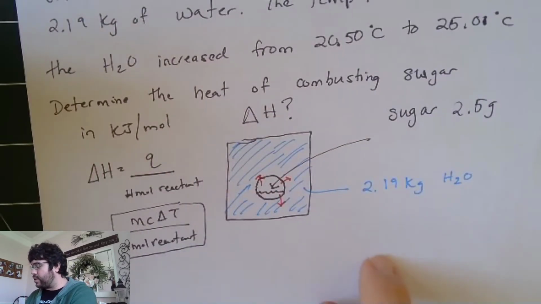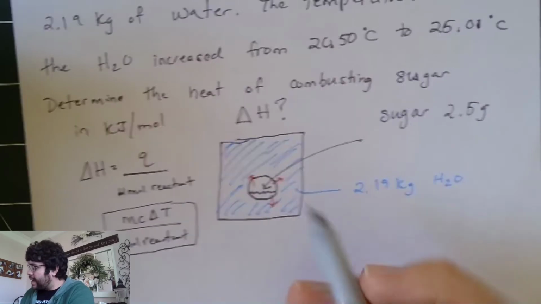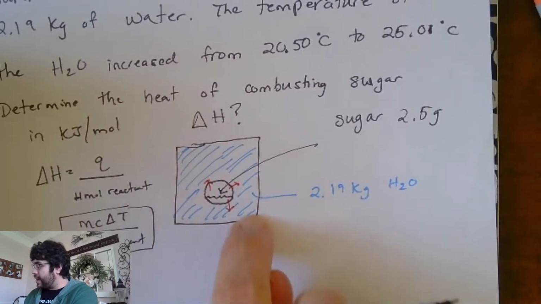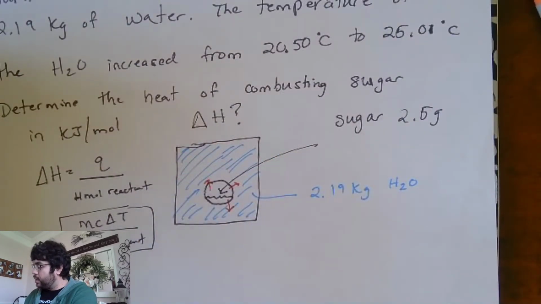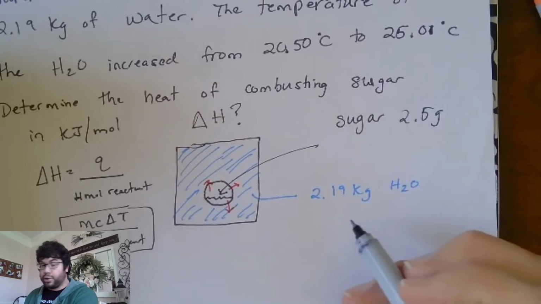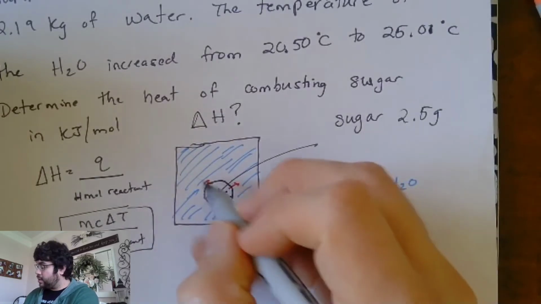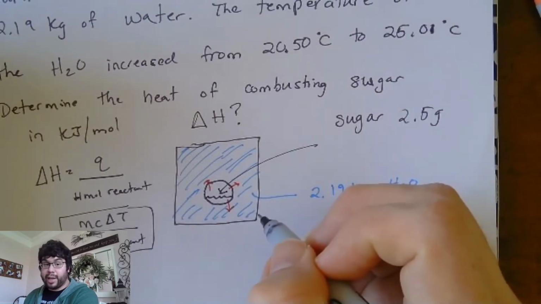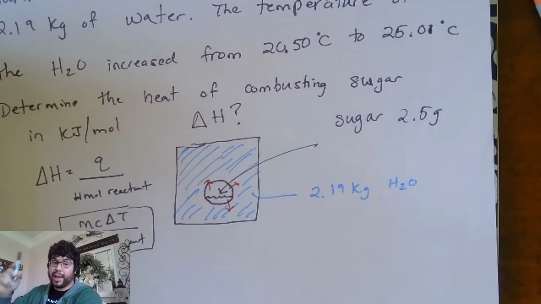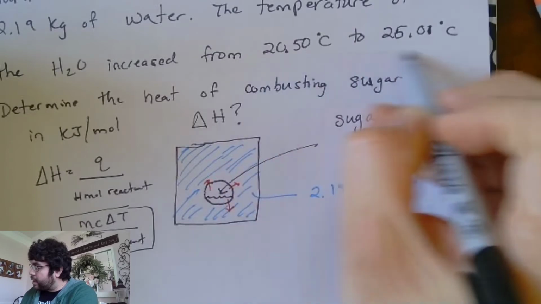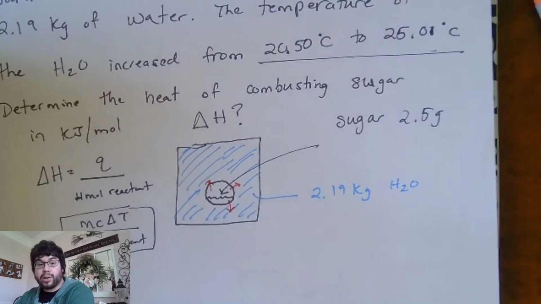Here's a diagram of essentially what's happening. Inside some kind of container with a bunch of water, that's the blue, there is a little cup, and in that cup is sugar, 2.5 grams of sugar. And the sugar is being reacted with oxygen, making a huge explosion. Heat is going out of that reaction. How do I know heat is going out? I know that because the temperature of my water goes up.